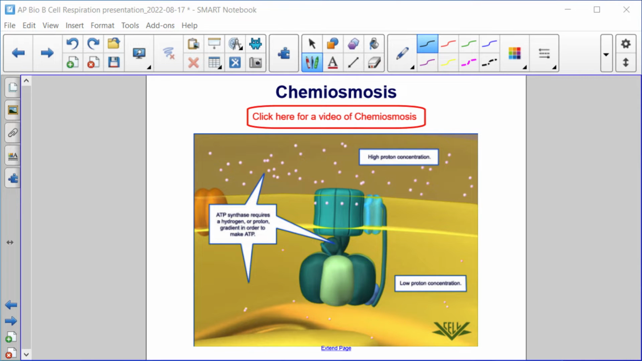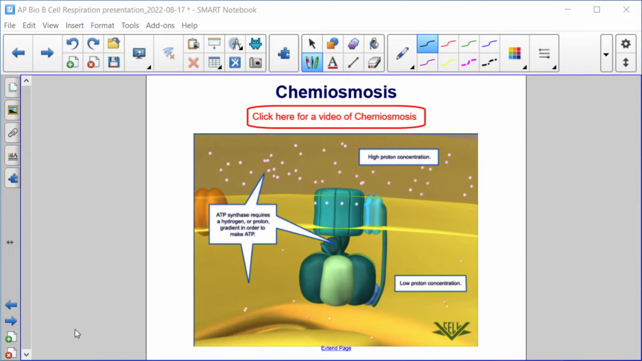A gradient exists when there is a higher concentration of a molecule in one compartment compared to a neighboring compartment. This animation will demonstrate how the potential energy that results from a hydrogen ion gradient uses ADP and inorganic phosphate, also known as Pi, to synthesize ATP. So we're taking the energy stored from this concentration gradient. That stored potential energy is used to form the chemical bond between ADP and phosphate.